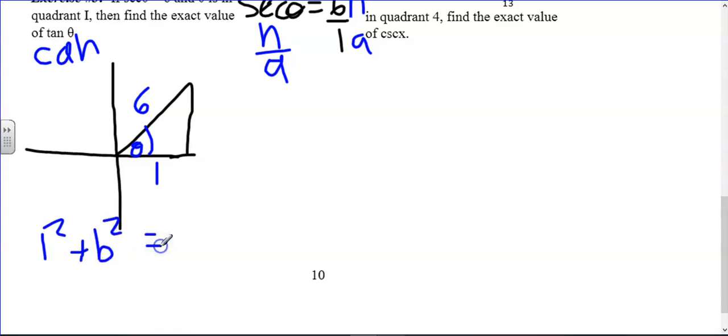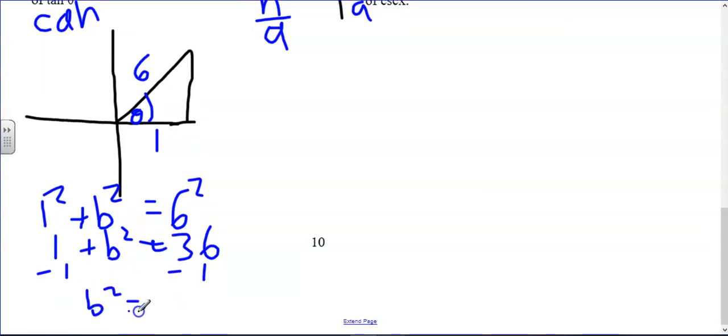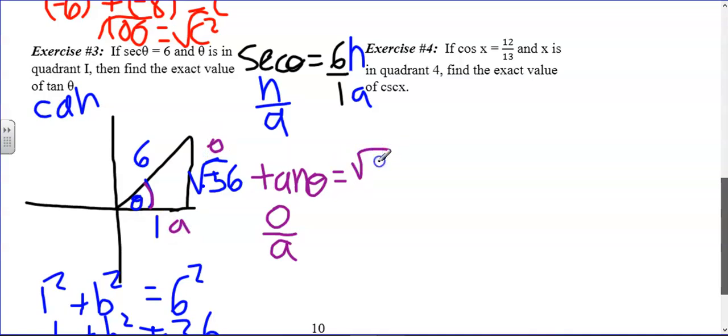So A squared plus B squared: 1 squared plus B squared equals 6 squared. 1 plus B squared equals 36. Subtract the 1. B squared equals 35. Radical. Now that doesn't come out nice, so we're going to leave it in radical form. Okay, so if you look at the directions, it says exact value of tangent. Exact value means keep it as a radical. So tangent, SOHCAHTOA, O over A. So there's my angle. Opposite, adjacent. So tan is radical 30.